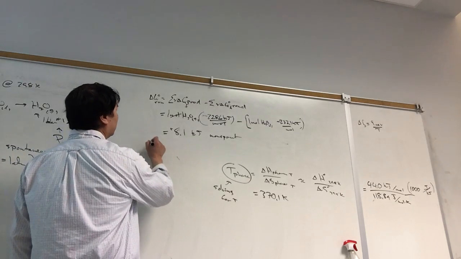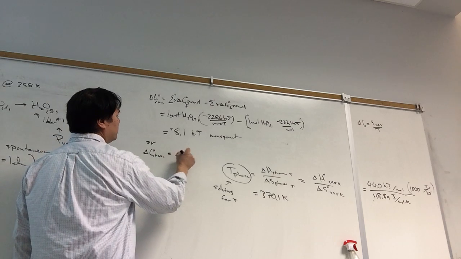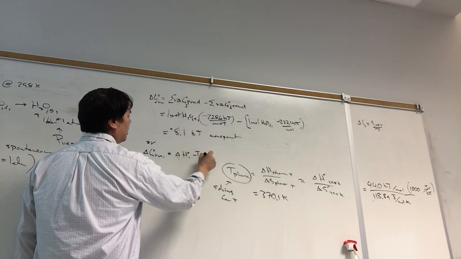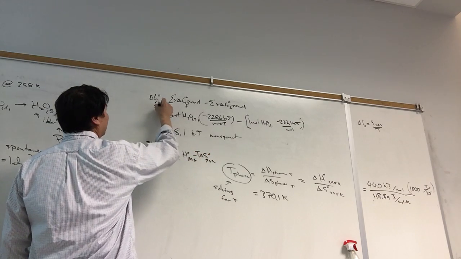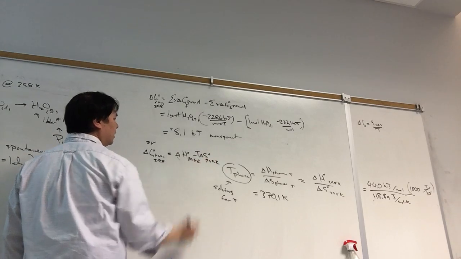There's another way of calculating it. Delta G naught of reaction is equal to delta H naught minus T delta S naught. This is going to be at 298. All this is at 298, right? 298 Kelvin.